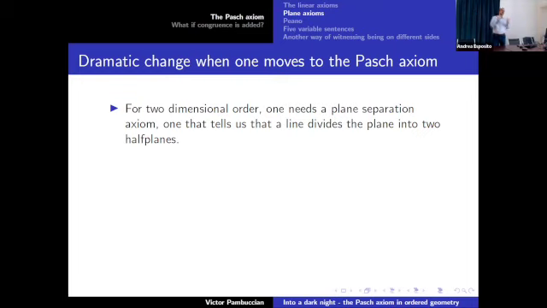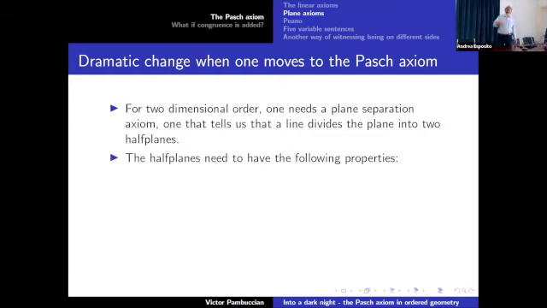If you go 1 dimension higher and the line is replaced by the plane and the point by the line, then you have the same problem. This line divides this plane into 2 things, 2 half planes. How do you do that? How do you express that it does that? And that's where the Pasch axiom enters the picture.